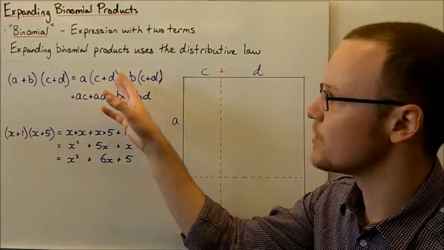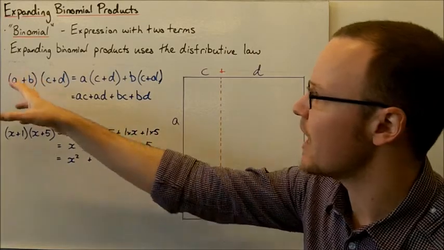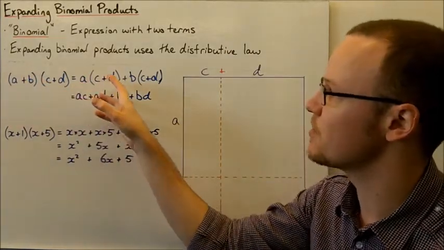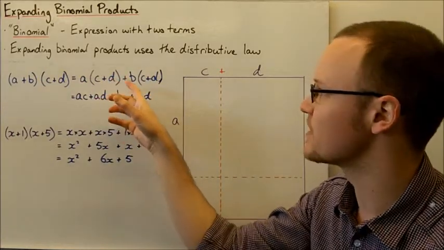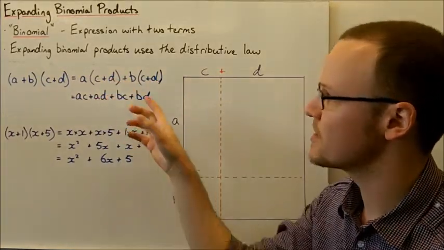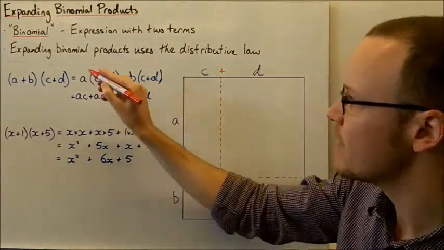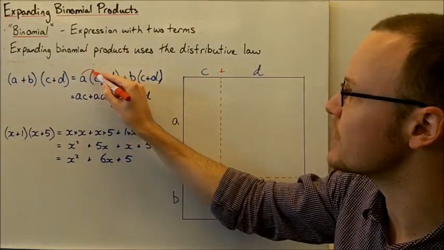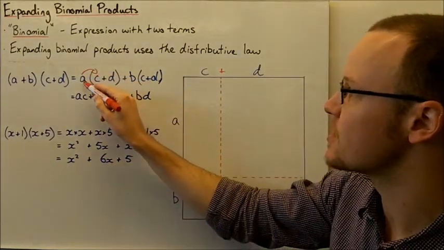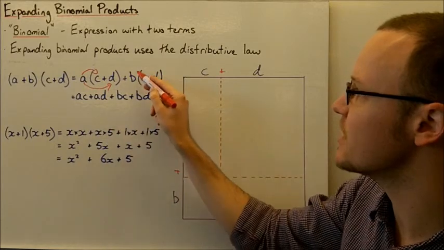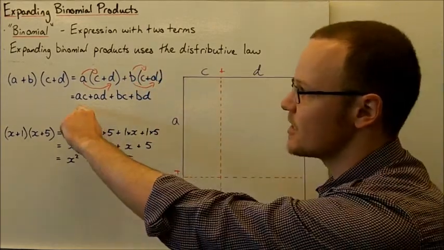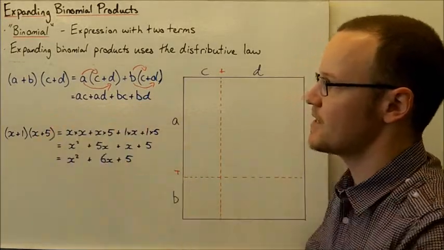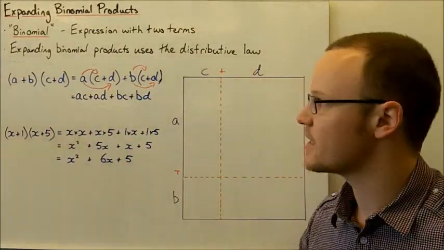Using the distributive law, we can distribute the c plus d to the a and to the b, and we get a multiplied by c plus d plus b multiplied by c plus d. Then we can expand it out again, multiplying a times c plus a times d, and b times c plus b times d. And you see there, this is it expanded out: AC plus AD plus BC plus BD.